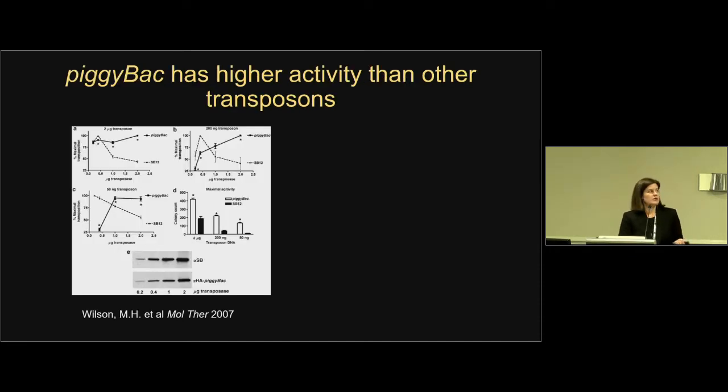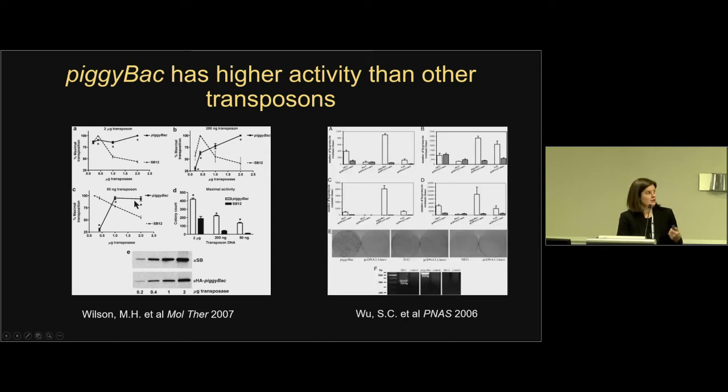Okay, so my postdoc mentor Matthew Wilson published this in 2007, and it's comparing piggyBac to Sleeping Beauty in T cells. That's a very early generation Sleeping Beauty, but you can see piggyBac had really high colony counts in all these situations of different amounts of transposon DNA. A similar paper was published around the same time comparing piggyBac to Sleeping Beauty 11. It saw a very similar thing.